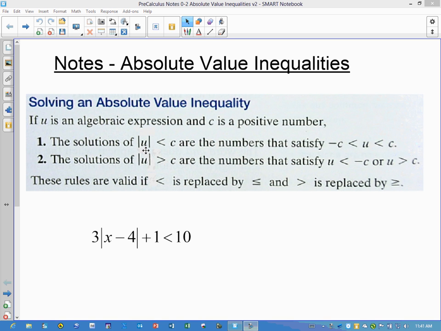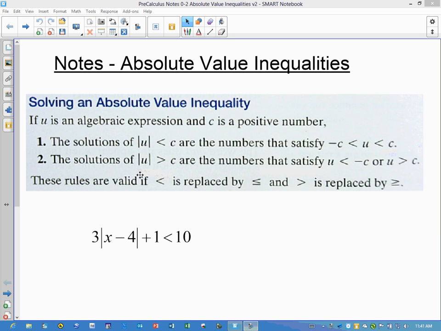If you have the absolute value of an expression is less than a number, then that's the equivalent of saying that that expression is between the positive and negative versions of that number. So it would be between negative c and positive c.